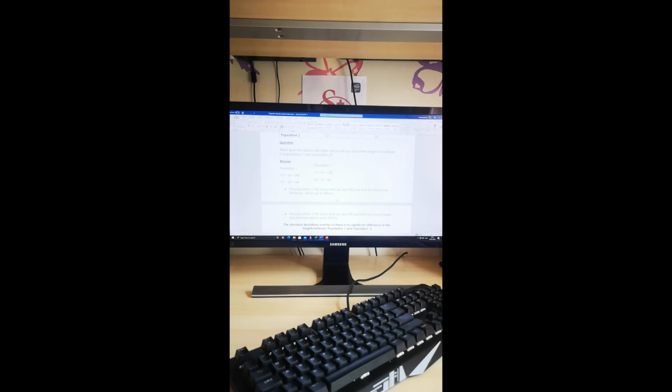And the important bit is that the top of this one overlaps with this one. Well, they actually overlap a lot, don't they? So for population 1, it shows that we're 95% sure that the mean lies somewhere between those two values. For population 2, we're 95% sure that the mean lies somewhere between those two values.